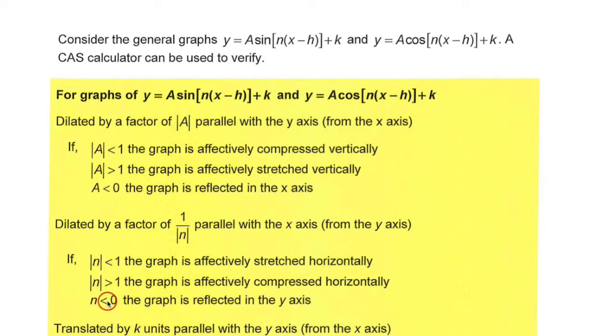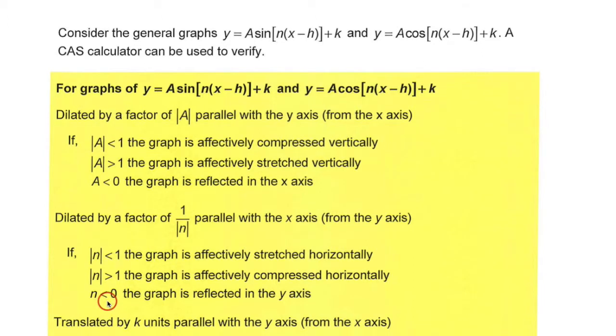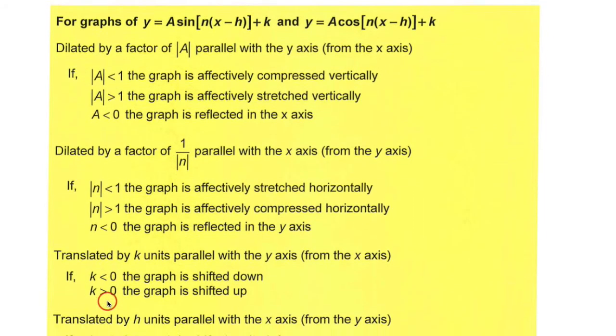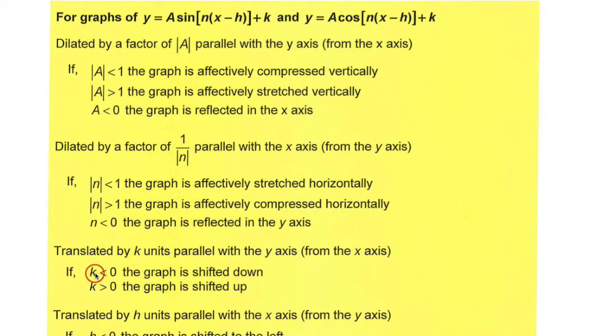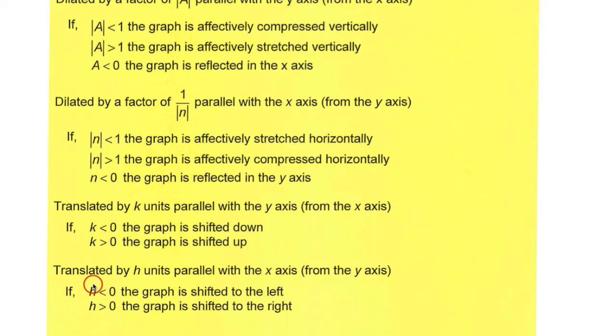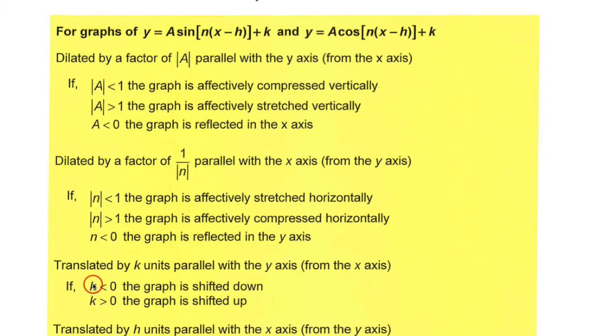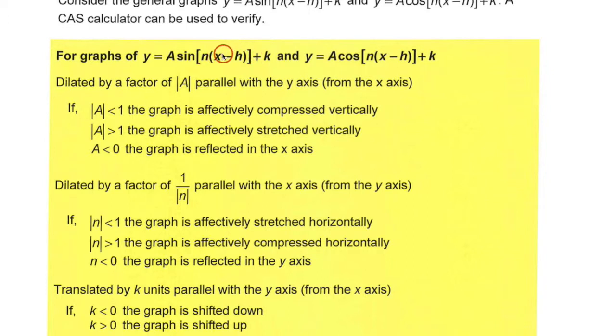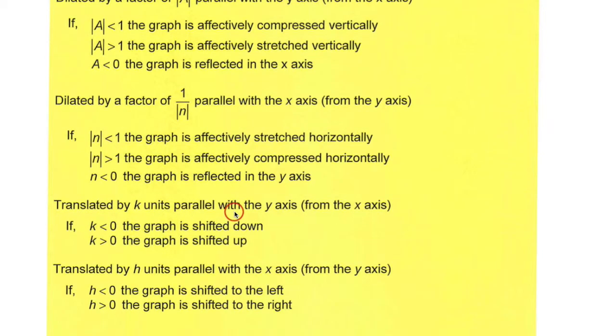The effect of k is really easy for us to understand. If k is less than 0, so if k is a negative value, then it's shifted down. If k is a positive value, then it's shifted up by k units. The effect of h, remembering that we've got the graph in this format, n multiplied by x minus h, is that it moves the graph left and right.